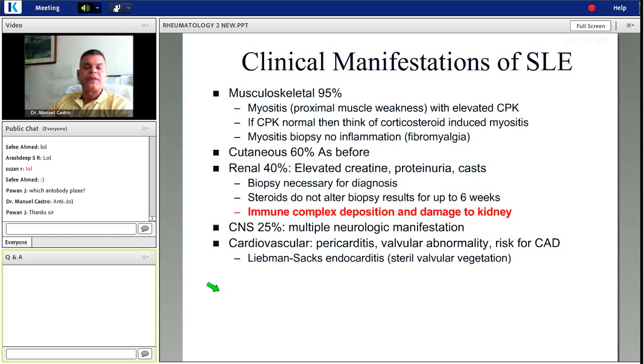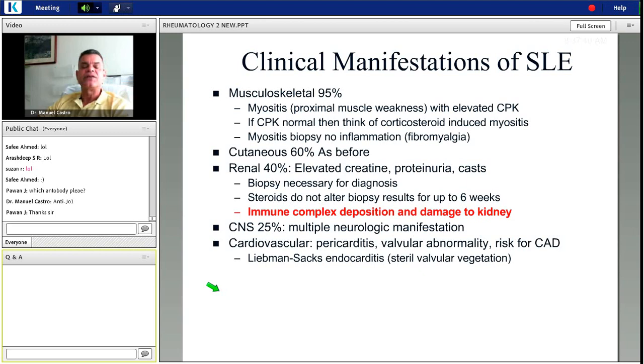Now, the renal disease that you're going to have is going to be elevated creatinine, proteinuria, and certain casts. The biopsy is necessary for a diagnosis of renal disease, like we mentioned before. Steroids do not alter the biopsy result for at least 6 weeks, so you have enough time to start the steroid and do a biopsy, right? And remember that they're going to have immune complex deposition and damage to the kidneys. Because of the immune complex deposition, we want to give them the steroids, which is going to immunosuppress the patient a little bit, and it's going to reduce the damage in these patients.